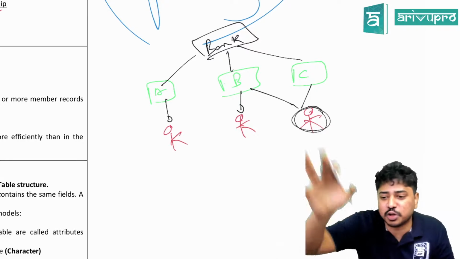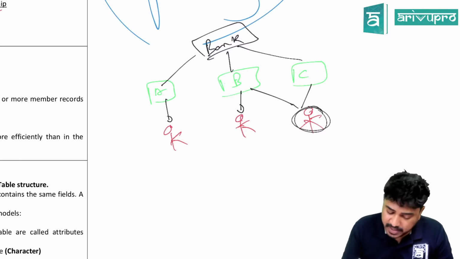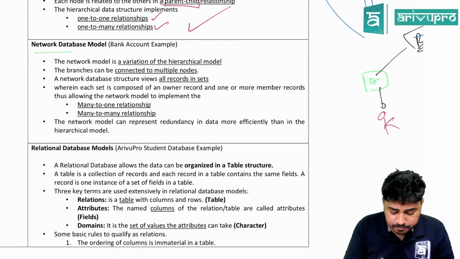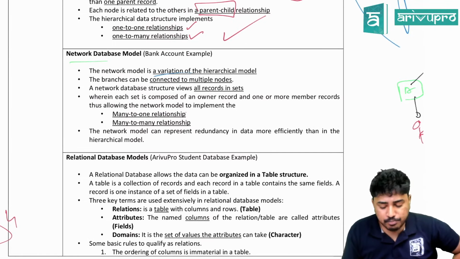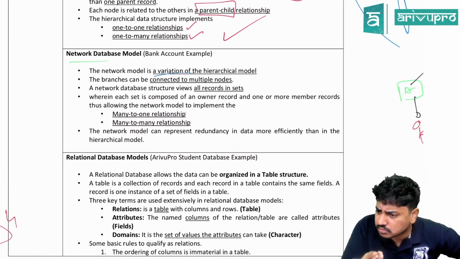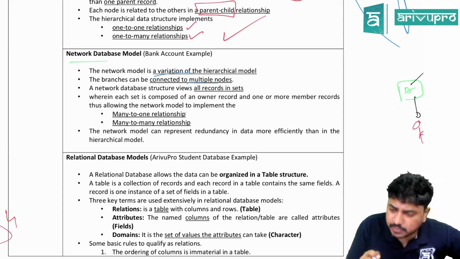And we'll keep a name for it also, called the networking database model. Now let us see. It's a variation of the hierarchical model, correct? It's a variation only, no? Done. Now, nodes can be connected to multiple nodes.